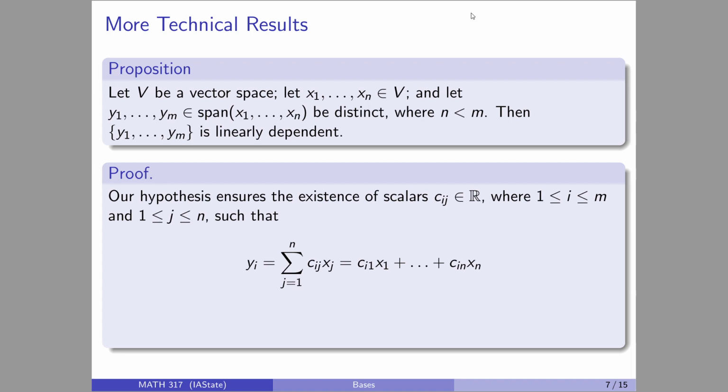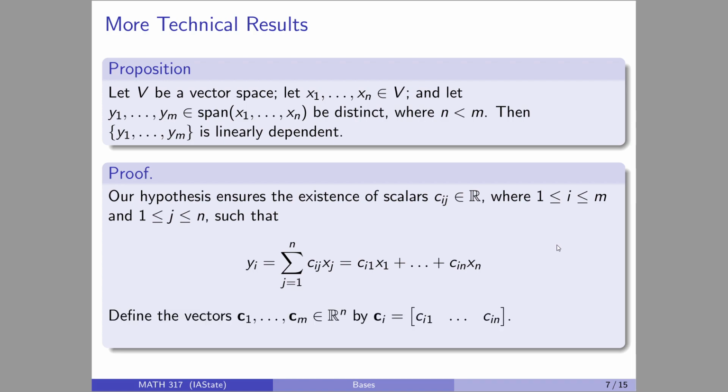Well, again, unravel the definitions. What have we assumed? We've assumed that the vectors y1 all the way to ym are in the span of that set. That means I can find scalars so that they're linear combos of things out of x1 all the way to xn. So I can find a collection of scalars. Oh, hey, look, they have two indices. It's like I can make a matrix or something. All right, so yeah, there you go.